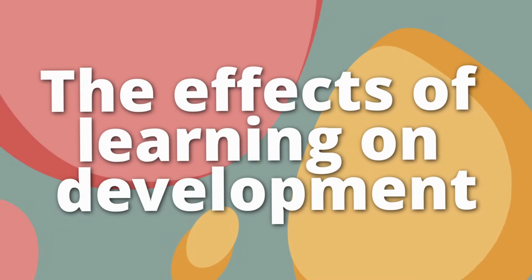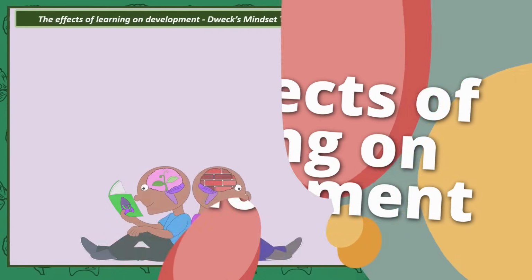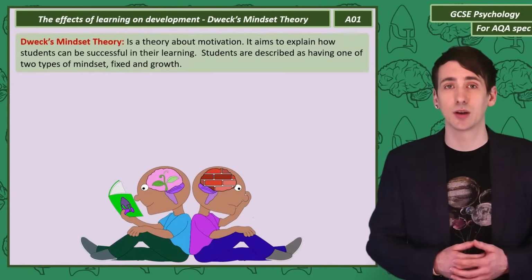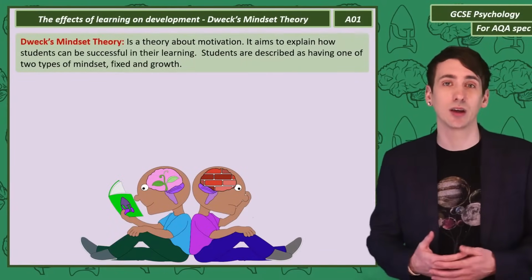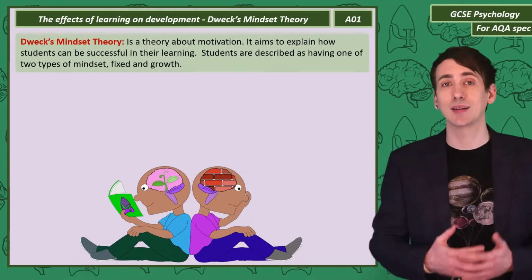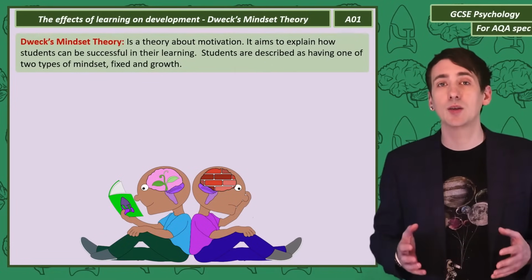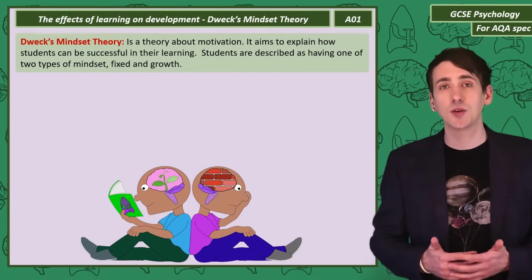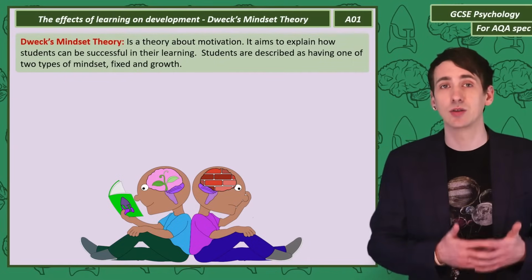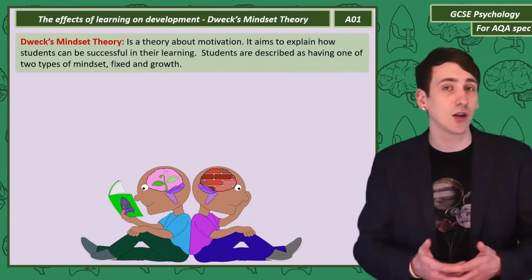The effects of learning on development. We're going to start with a topic that you're probably familiar with due to its use in schools in the last few years, and that's Dweck's mindset theory. This theory is about motivation. It tries to explain how by changing motivation students can be more academically successful.